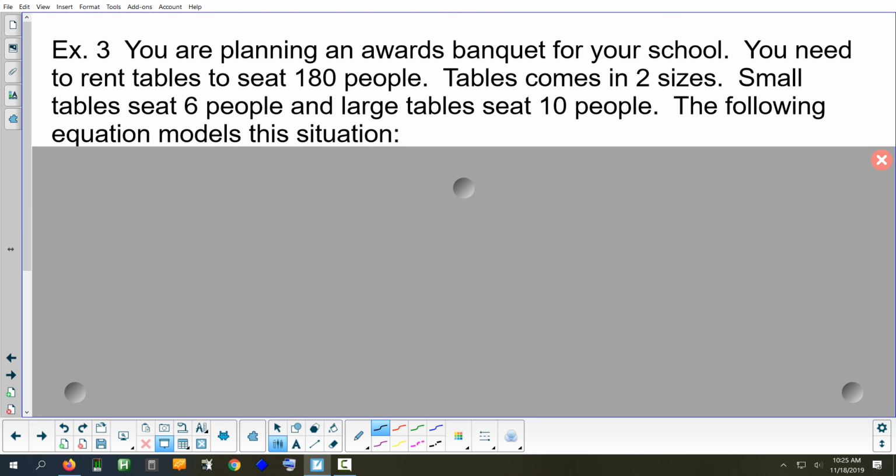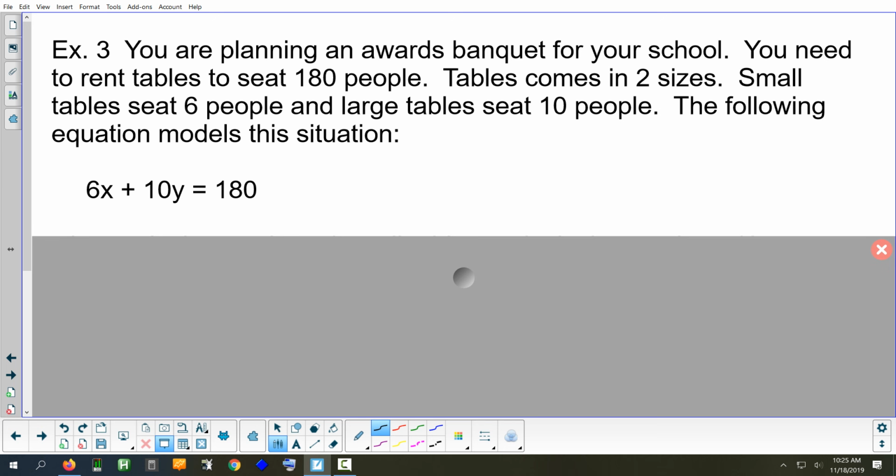So it says with small tables, you can fit 6 people at it. Large tables, you can seat 10. So maybe you're going to get a combination of small and large tables. Whatever fits 180 people. Well, this is the equation that represents what I just said. They would give you this on the test. You do not have to come up with this equation on your own. Not yet. Eventually we get into stuff where you do. But that's the equation.